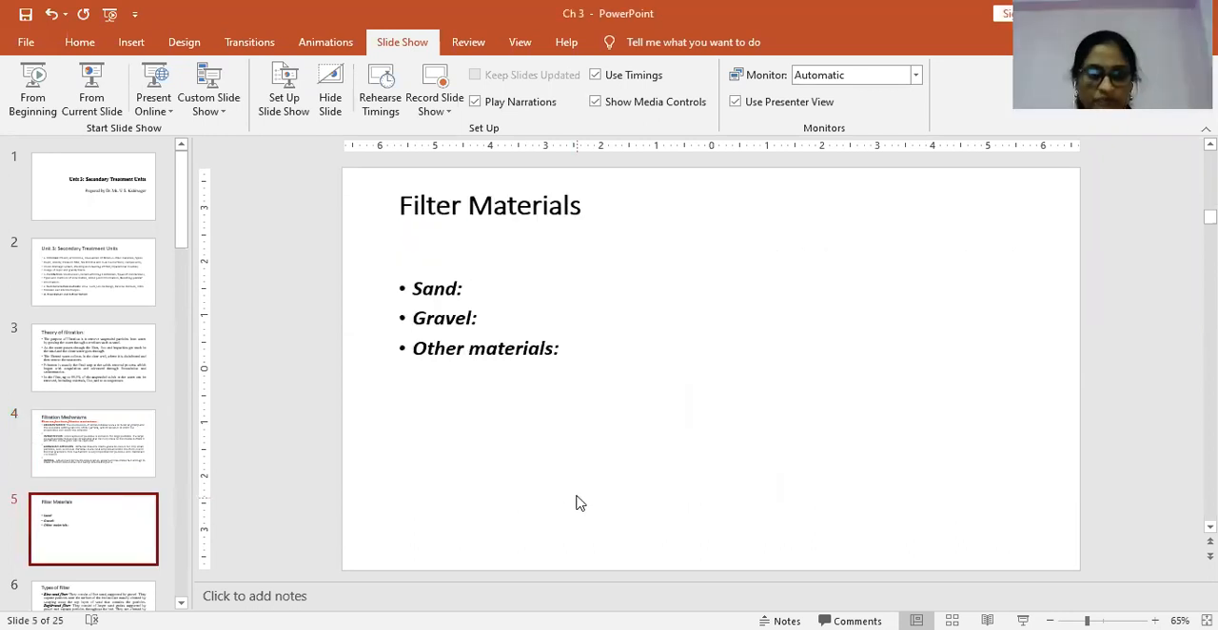Now, what type of filter media can we use? We can use sand, gravel, or some artificial materials like anthracite or plastic material as a filter media. What is the final ultimate aim of this process? To remove the entire suspended particles from the water.